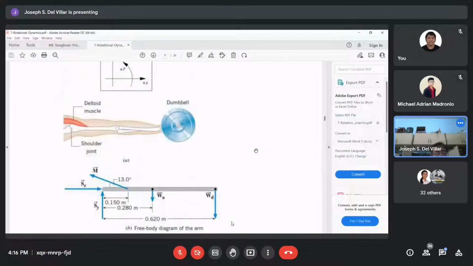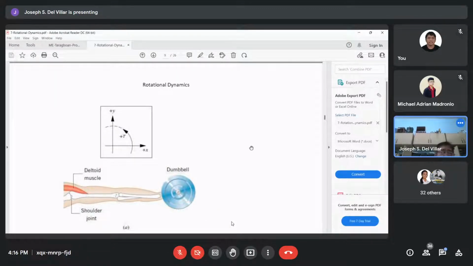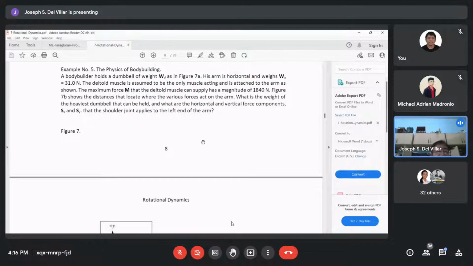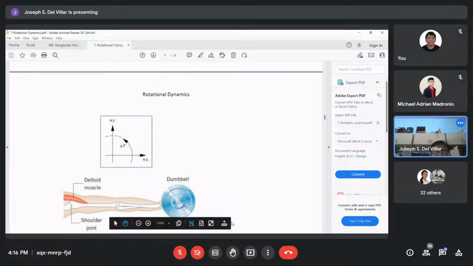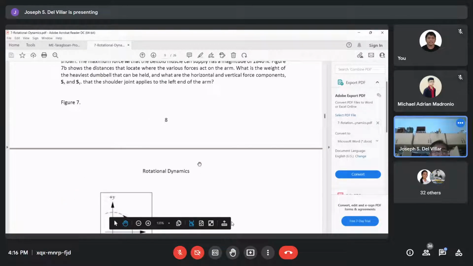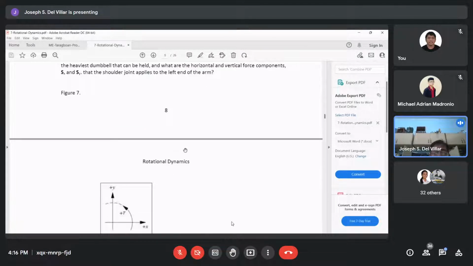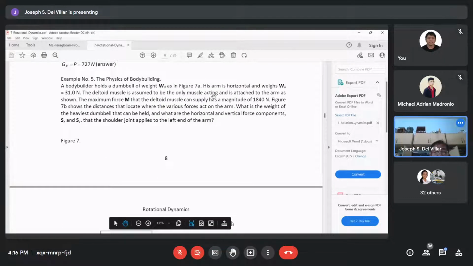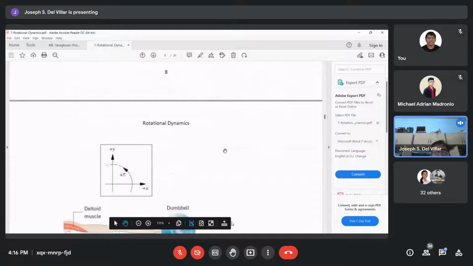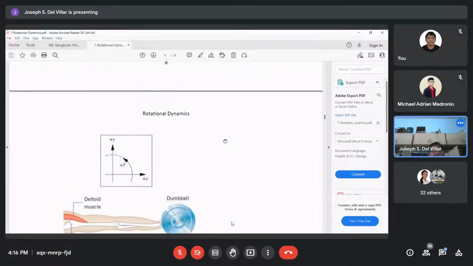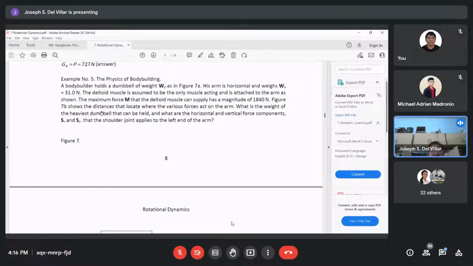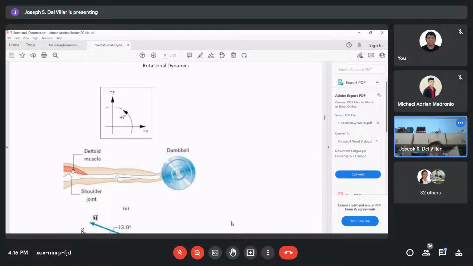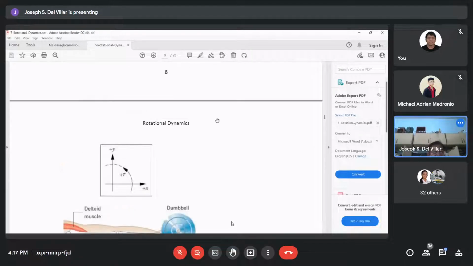Okay, ito naman, yung muscle. Okay. Yung bodybuilder, may dumbbell. Okay, ito. May WD na weight. His arm is horizontal and weighs W sub A, yung kanyang arm. And the weight is 31 newtons. The deltoid muscle is assumed to be the only muscle acting and is attached to the arm as shown. Asan yung deltoid? Ito, no? Okay, the red one.